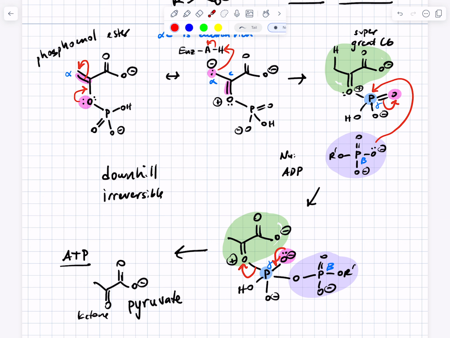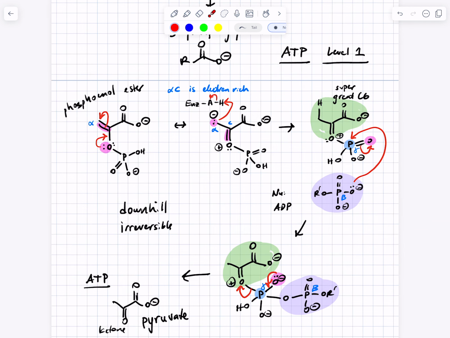But it's higher in energy than level 1 in the sense that it's downhill to get both the ketone and the ATP products. Okay. So it has the potential to be higher if it has the right enzyme? Well, phosphoenol pyruvate, once it gets protonated, once this part gets protonated, then it becomes an excellent leaving group. Yep. All right. So that's glycolysis.